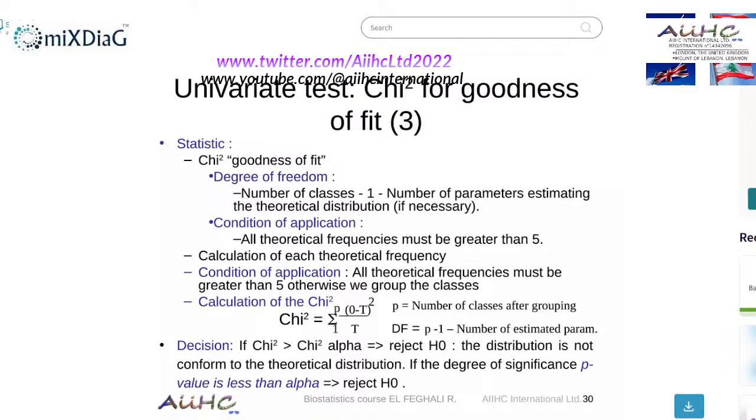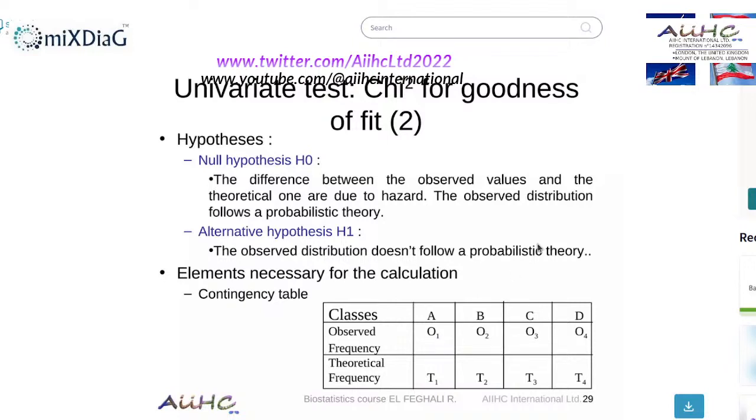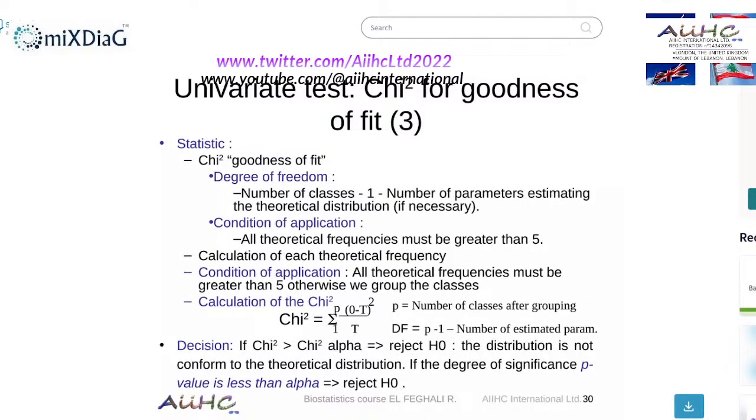Degree of freedom. What is the degree of freedom? It's the number of classes. So here, for example, I think you have 4 classes, minus 1, minus the number of parameters estimating the theoretical distribution. The parameter estimated is 1, the age. So here it's 4 minus 2, it's 2. It's the degree of freedom. Conditions of application: all theoretical frequencies must be greater than 5. Calculation of each theoretical frequency. Condition of application: all theoretical frequencies must be greater than 5, otherwise we group the classes.